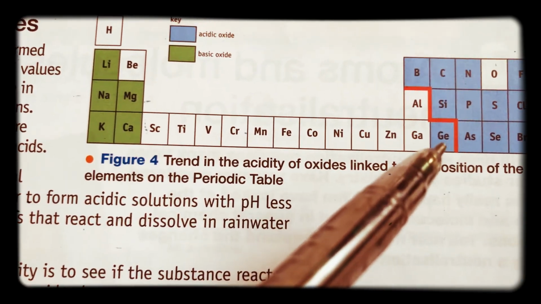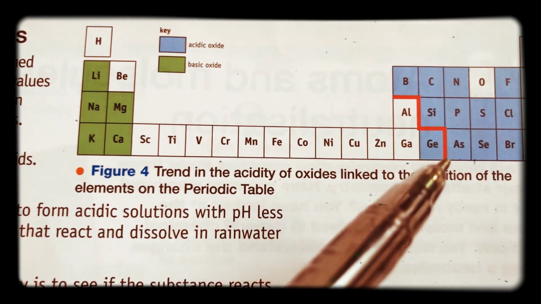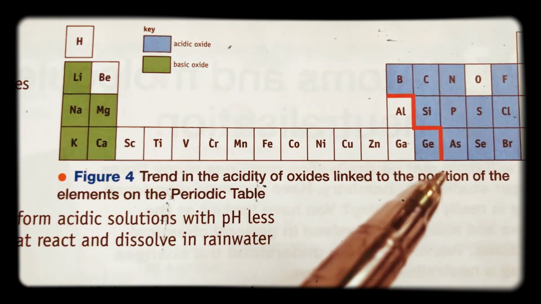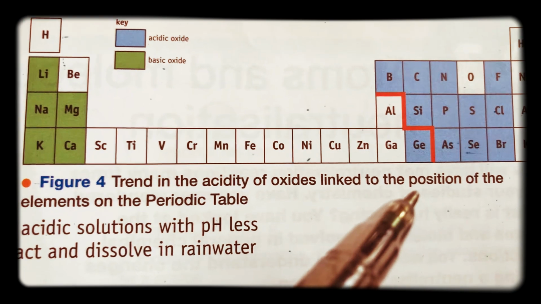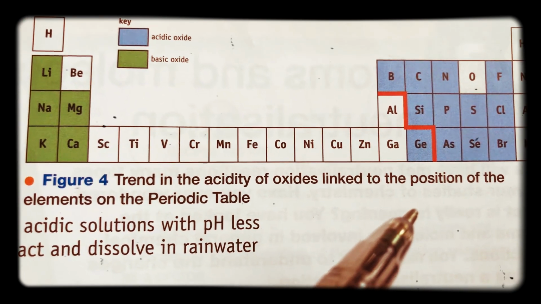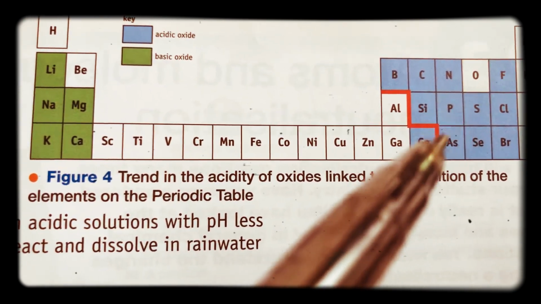These ones over here, these non-metal elements, the oxides from the non-metal elements, they will react with water to form acidic solutions with pH less than 7. And it's these acidic gases that react and dissolve in water to form acid rain, okay?